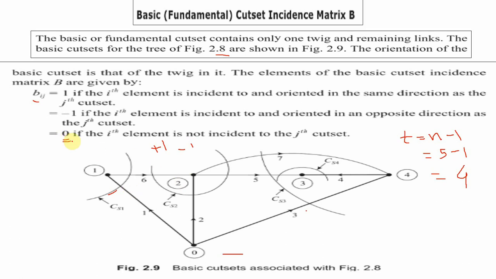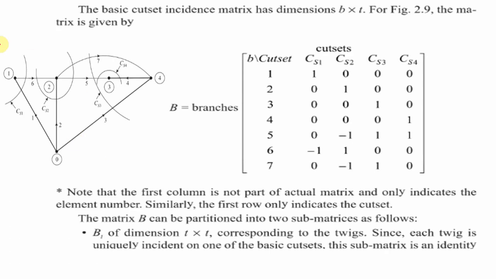Now let's try to understand through the numerical. So for this figure we design the cut set matrix. So these are the branches, so total 7 branches, right? If you count 1, 2, 3, 4, 5, 6, 7, these are the total 7 branches. Branches means which are connected between two nodes. That is called the element or branches. And how many cut sets do we form? Here the total cut sets are 4.